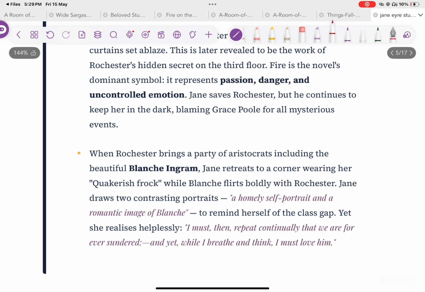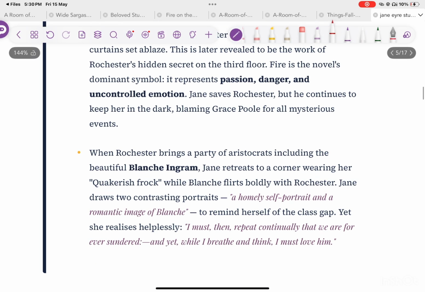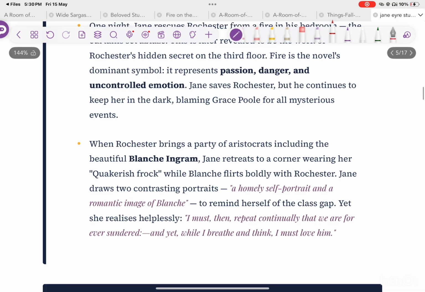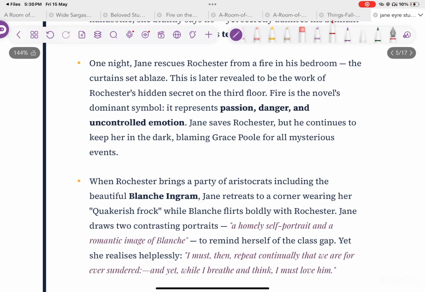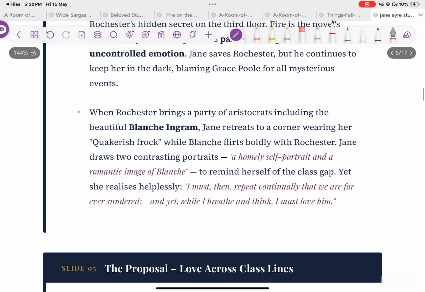So when Jane saves Rochester, he explains that it is because of Grace Poole. He doesn't say much more than that, and he also explains to all the other workers of the household that it was the candle that lit the curtains on fire. So Rochester brings a party of aristocrats, including the beautiful Blanche Ingram.